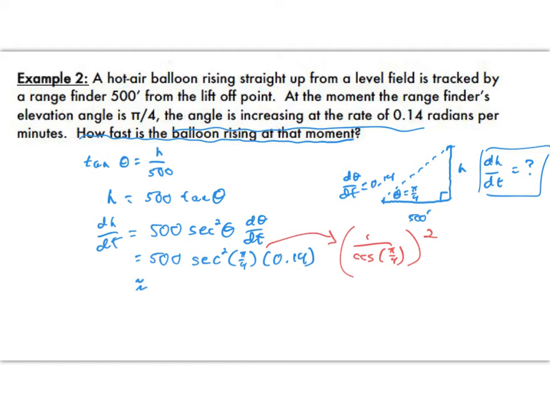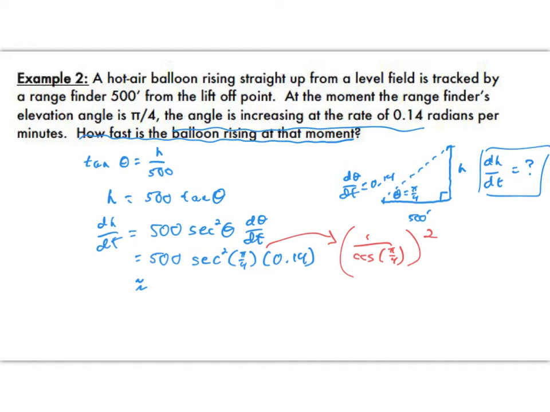So I'm going to just take care of the secant of pi over 4 first in my calculator, because I think that makes the most sense. Then I'm going to square that and then multiply that by 500 and then times 0.14 to get my answer here.